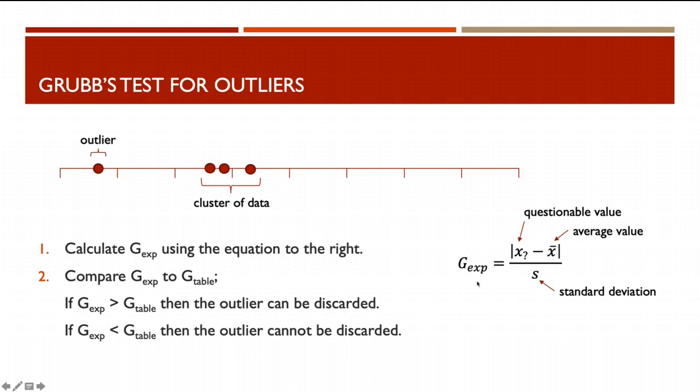So if you look at this equation, in order to calculate your experimental value, you take the absolute value of the difference between the questionable value and the average value. The questionable value needs to be the furthest point away from your average. So it needs to be either the highest point in your data set or the lowest point in your data set. The average value is the average for all points that were collected. At this point, you cannot say that that outlier can be discarded. So all 4 of those data points need to be included in the average. The standard deviation is also the standard deviation of all 4 data points in this case.